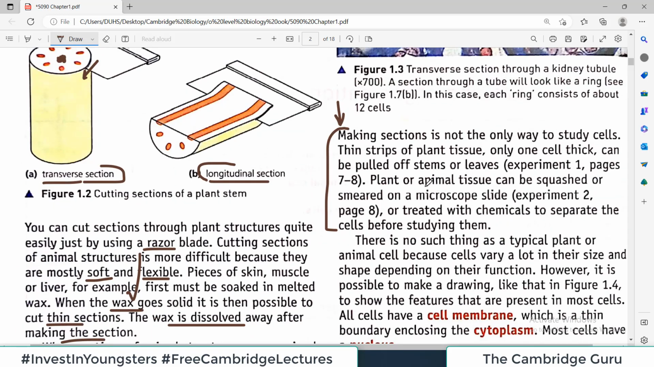So this paragraph is actually telling you that there are some other ways to see the cells as well. For example, you simply squash them or you simply crush them. Okay, so that's an important thing for you to understand.